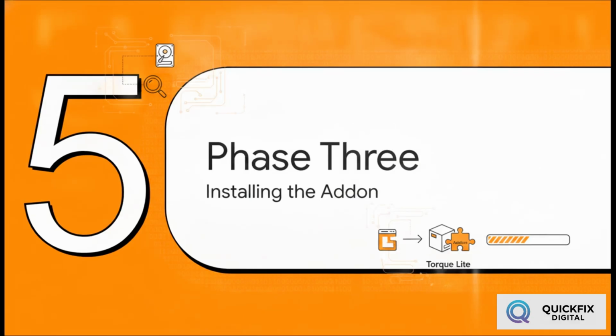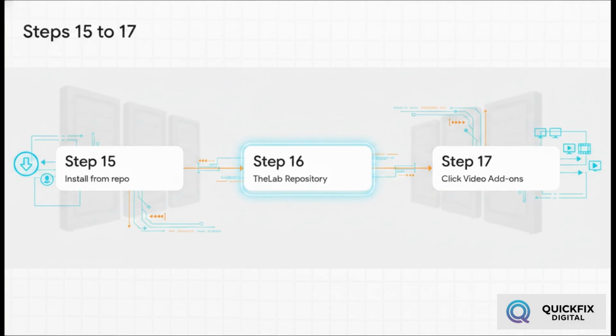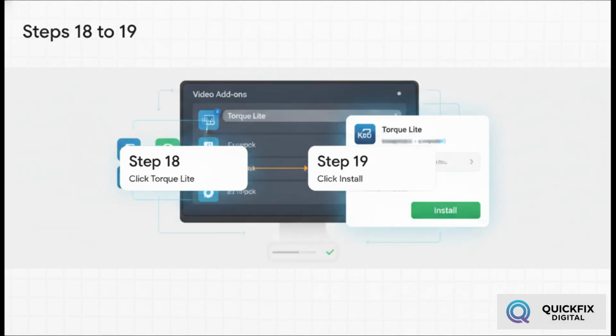Section 5. We have finally reached Phase 3, installing the add-on. This is the final stretch where we actually extract Torque Lite. Staying right there on that same add-on installation screen, click Install from Repository. Scroll down a bit to find and click the Lab repository. And then just dive right into the Video Add-ons folder. And guys, we've reached the finish line. Find Torque Lite right there in the list. Click it and hit Install down at the bottom right of the info screen. Once that download bar completes, you are officially done and fully ready to stream.